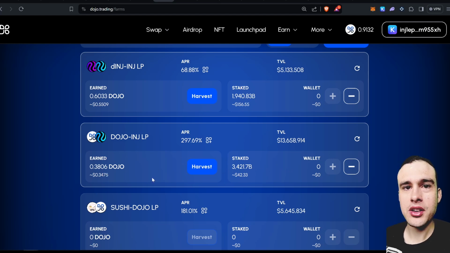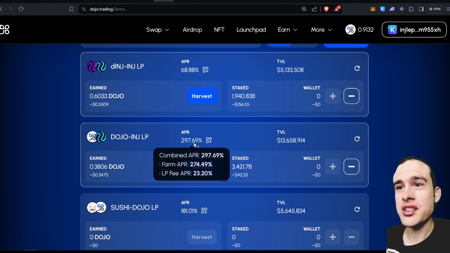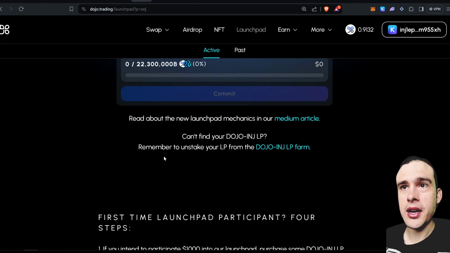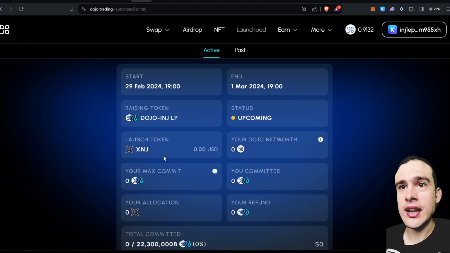Again, there's impermanent loss as an issue, but both Dojo and Injective are kind of going up at the moment. So I don't think you have to worry too much about impermanent loss. And with this kind of APR, I mean, that's really, really nice. So this gives incentives to people to buy both Injective and Dojo and not sell it.